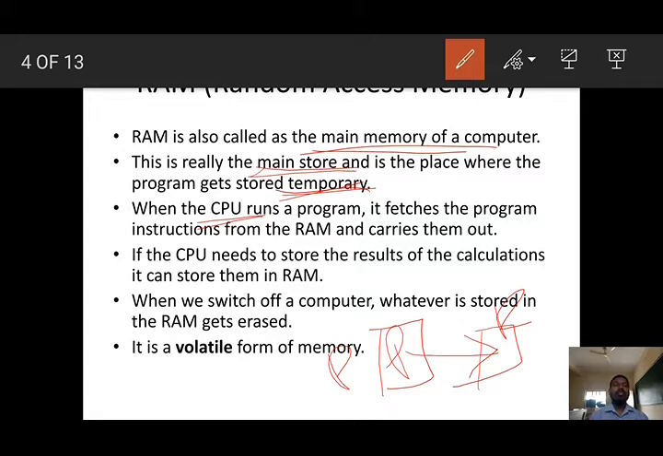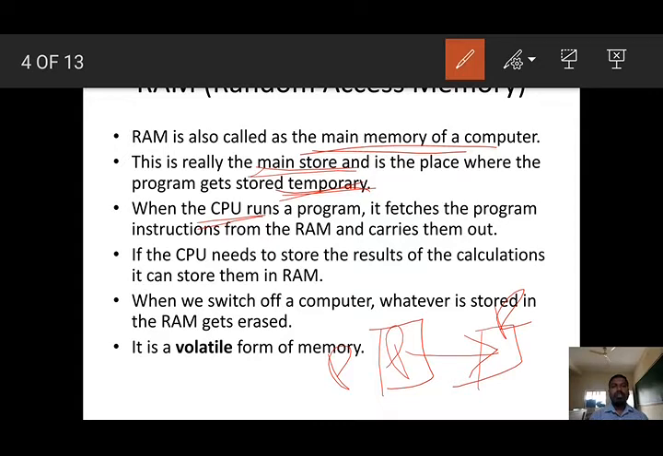If the CPU needs to store the result of a calculation, assume that there is a calculation process. Assume that we want to calculate 2 plus 3. So, we want to add 2 plus 3, and we will get the result 5. Where do we have to store the result? We need to store the result in RAM only. So, the result of the calculation will be stored in RAM.